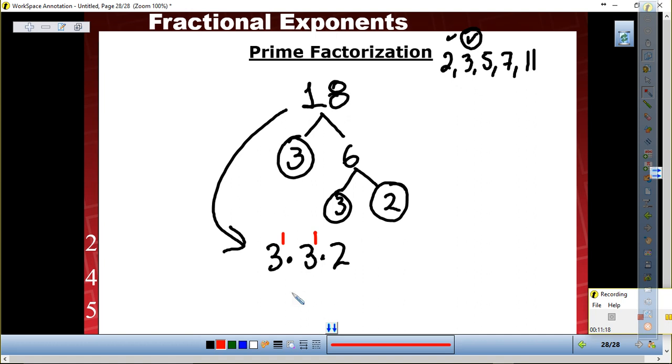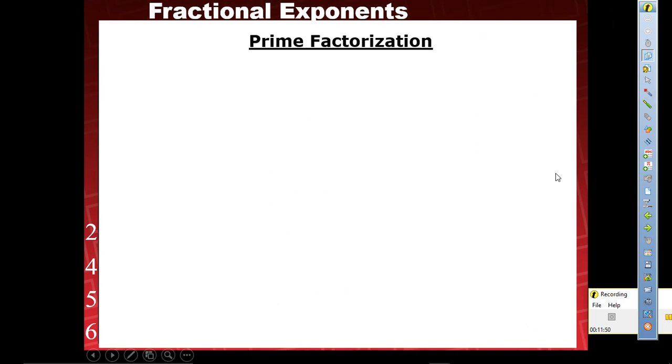Everyone, 3 to the second times 2. That is correct. Okay? Now, some of those skills you're going to need, and your noodle's going to start turning, because you need to be doing some computation when we get to some of the radicals. Any questions on prime factorization? Piece of cake, right? Yes, Mr. Q. All right, good. Where I want to get to is this next part.